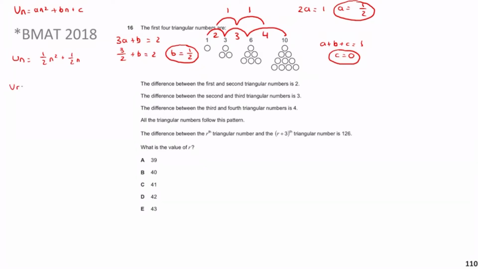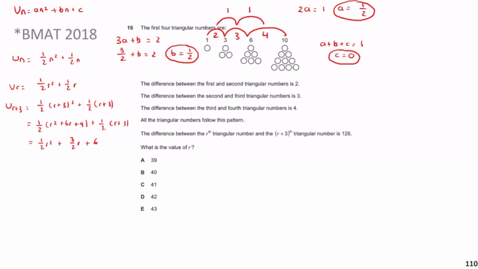And now we have the rth term. So the rth term would be ur, which is half r squared plus half r, right? And the ur plus 3 term is going to be half (r plus 3) squared plus half (r plus 3). And if you just clean this up, you're going to get r squared plus 6r plus 9 there, plus half (r plus 3). And then if you brush that up, you're going to get half r squared plus 3r plus the half r from there. So you're going to get 7 over 2 r, which is 3.5r. And then you're going to get 9 over 2 plus 3 over 2, which is 12 over 2, which is 6. Right, so that's going to be ur plus 3.